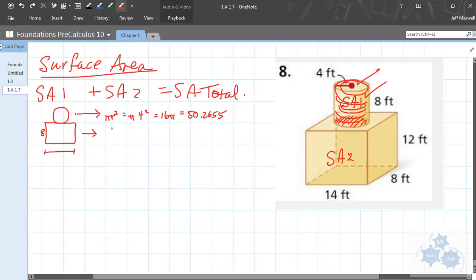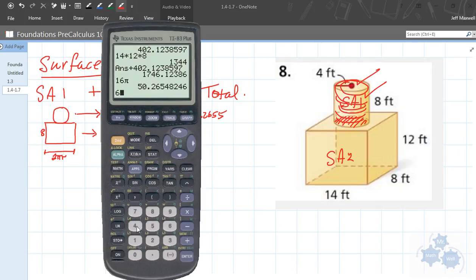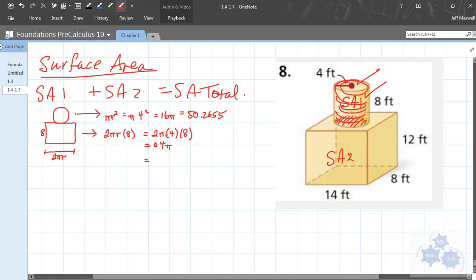So, what's the formula for circumference again? Remember that? Yes, it's 2 times pi times r, so that's going to be this, times, so the area of this would be the length times the height, or 2 pi r times 8. Now, we're going to have 2 times pi times 4, the radius, times 8. So what's that? That's 64 pi, or in decimals, 201.0619.